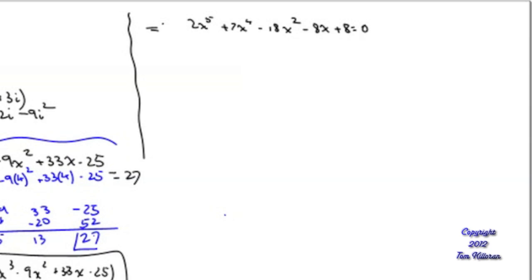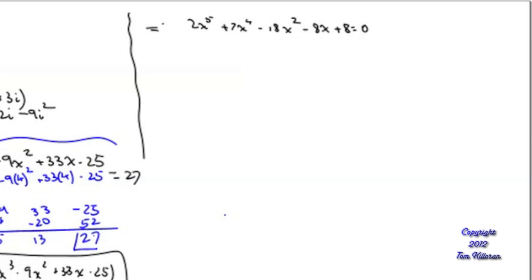Let me see what I got there. Mine's giving 27. Plug it in. 4 cubed minus 9 times 4. You wrote 4 cubed again. That's supposed to be 4 squared.